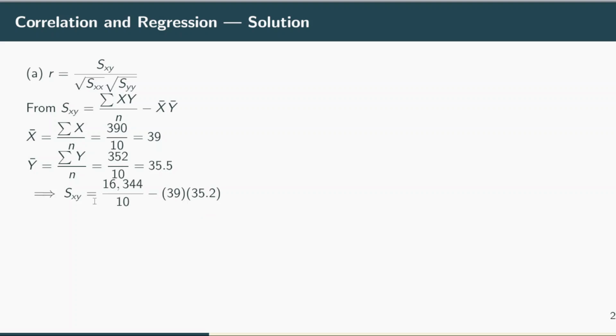So we are going to move on now and evaluate the covariance by substituting in the values into this formula. So we have 16,344 divided by 10 minus the product of those means that was obtained. And when you do the math here, you are going to have the covariance to be 261.6. So that is the value of the covariance between the mathematics and the chemistry marks.